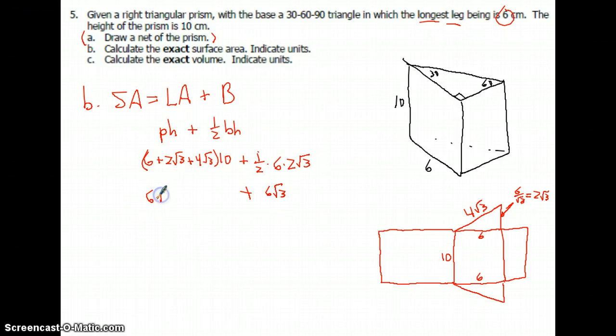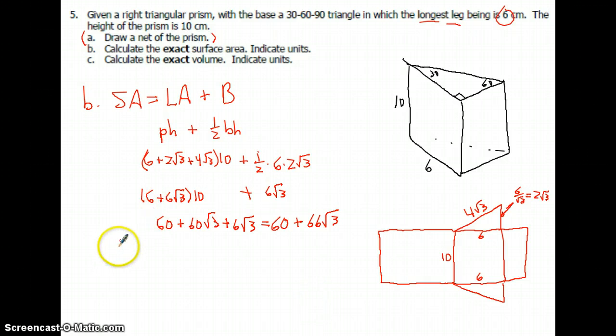This is 6 plus 6 square root 3, and all of that still times 10, which is just 60 plus 60 square root 3. And I'm adding on another 6 square root 3. Wow, no fractions. Life is good. Which is going to be 60 plus 66 square root 3. Okay, so that's that. Exact surface area. That has the base. That's everything. Indicate units. Centimeters, and we are in squared because we're talking about area.